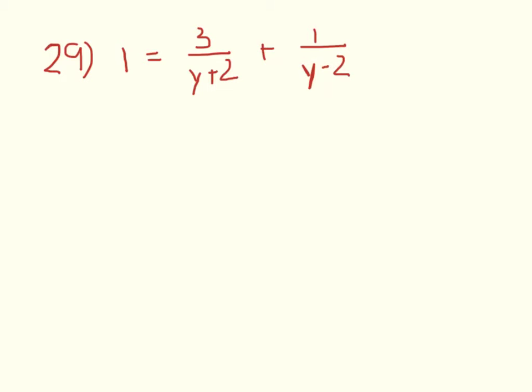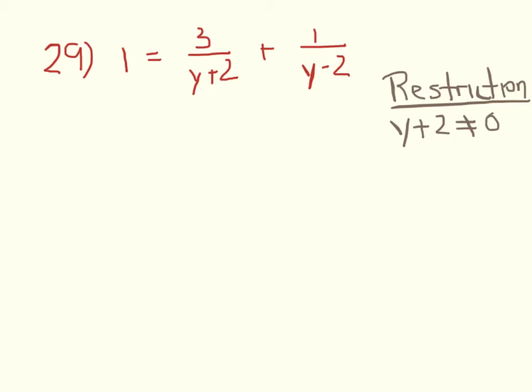29. We're given this problem: 1 equals 3 over the quantity y plus 2, plus the quantity 1 over y minus 2. Now my first observation is once again I have a rational equation, because when I look in the denominator there's a variable in the denominator. So the first thing I must do is establish my restrictions. Here I know that y plus 2, the denominator, cannot equal 0. Therefore, y cannot equal negative 2.